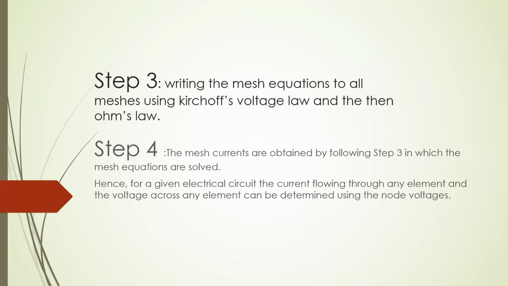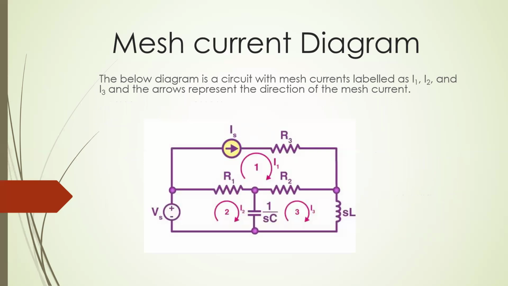Hence, for a given electrical circuit, the current flowing through any element and the voltage across any element can be determined. Mesh current diagram. The below diagram is a circuit with mesh currents labeled as I1, I2, and I3, and the arrows represent the direction of the mesh current.